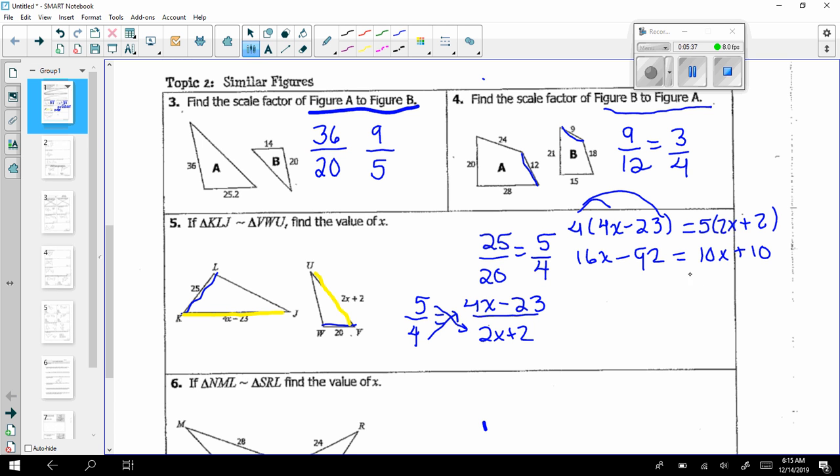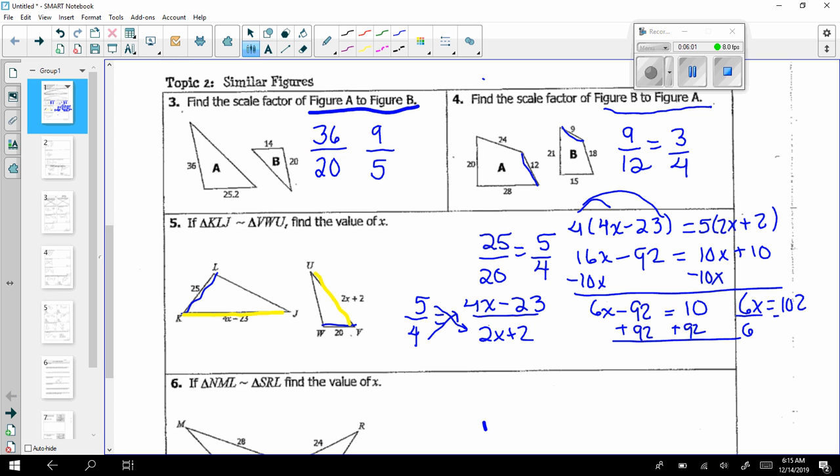All right, bring the variable to one side, and I get 6x minus 92 is equal to 10. And I add 92, and I get 6x is equal to 102. And I divide by 6. So x is equal to 17. All right, and we're going to keep going.